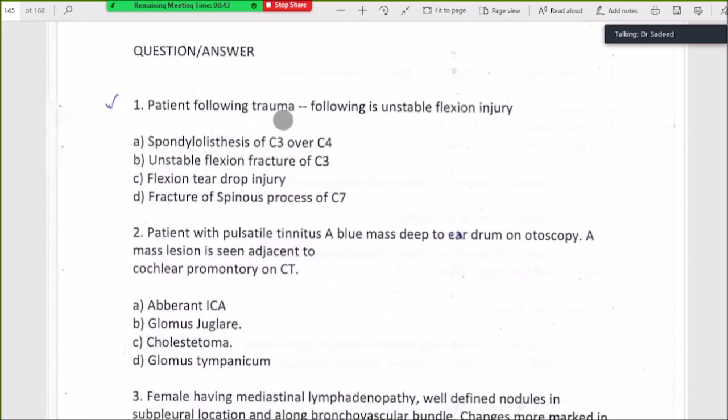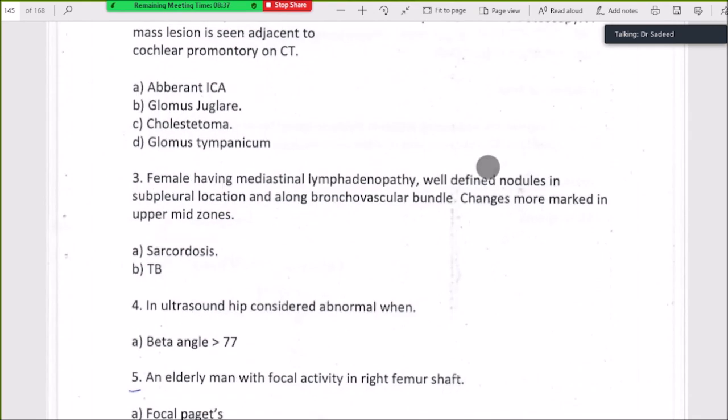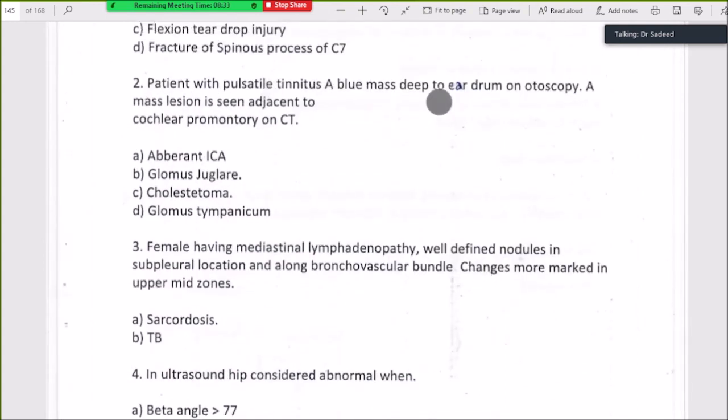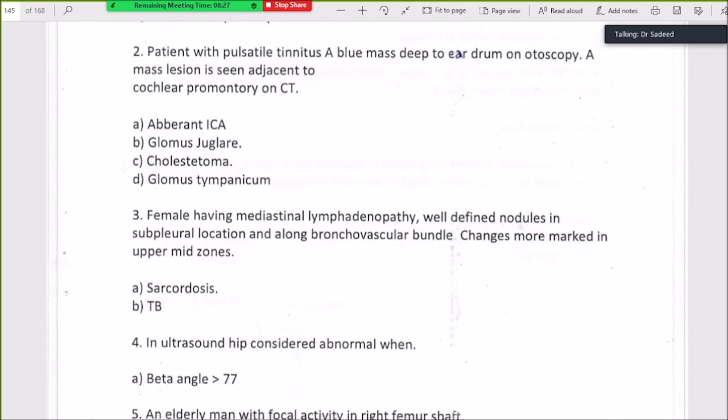Now, patient following trauma following unstable flexion injury is flexion teardrop injury C2. Patient with pulsatile tenderness, abdominal deep eardrum orthoscopy or mass lesion seen as into the cochlear promontory on CT. Diagnosis glomus tympanicum.